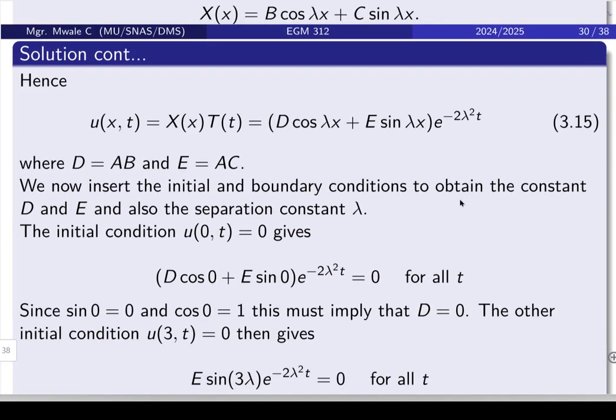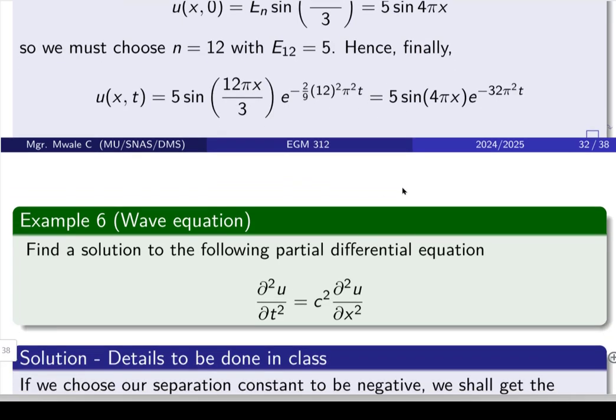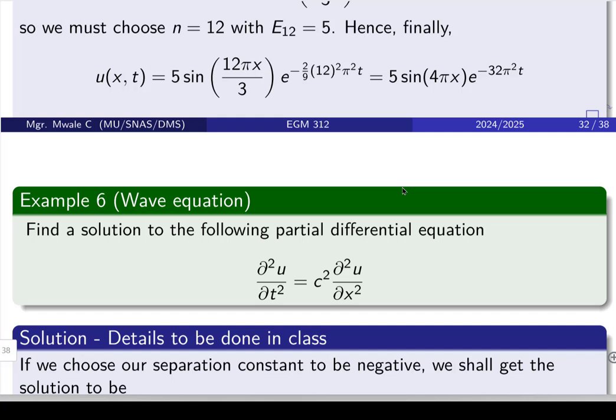So let us see what is there. It's a lot that was written. Okay, so we are here. The wave equation: solutions will be done in class. So we have this wave equation. Find a solution. Now this one, you see that there are no boundary conditions and no initial conditions, so we expect the solution to be in general form.